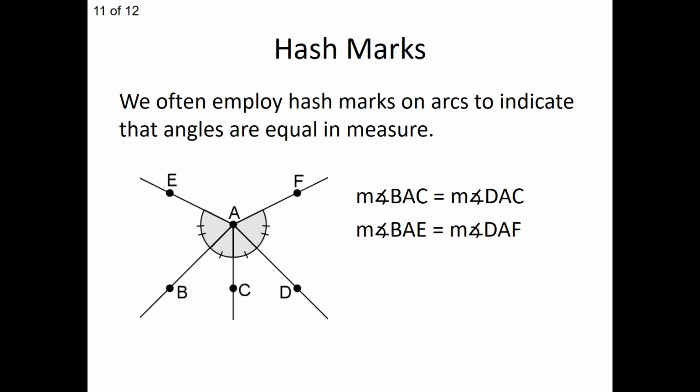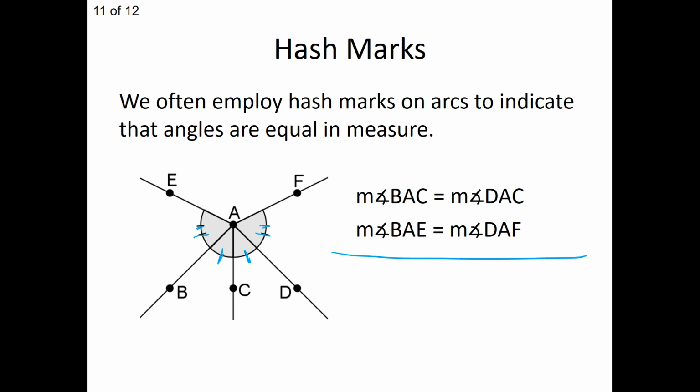So if I look at the diagram, I see angle BAC, which has a single hash mark on it, and angle DAC, which has another single hash mark on it. What that tells the reader, what that even tells me, is that those two angles are equal. We have a second pair of equal angles because I see there's a double hash mark placed on each of these two angles.